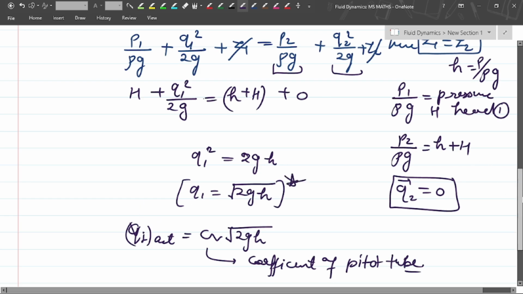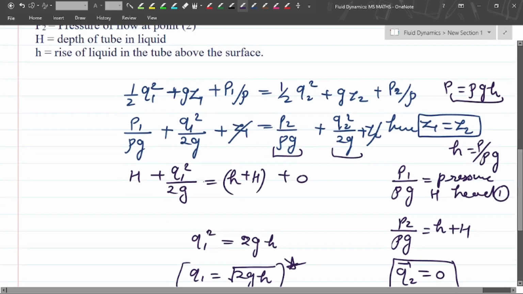So basically in this case we have used the concept that the pressure is nothing but rho gh. So this is all about the Pitot tube.